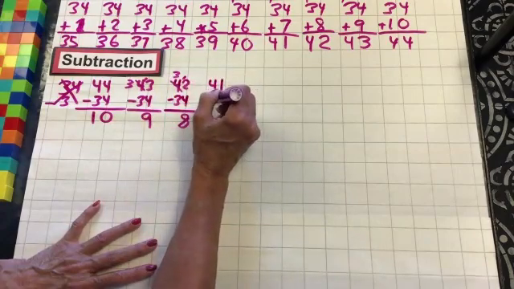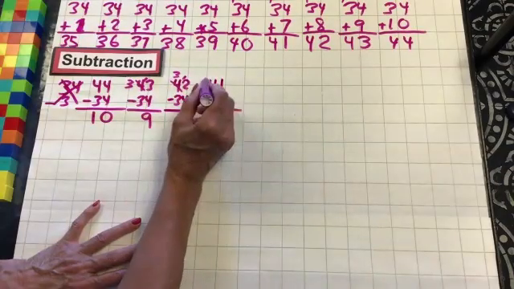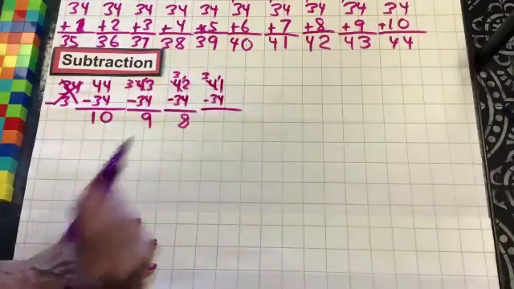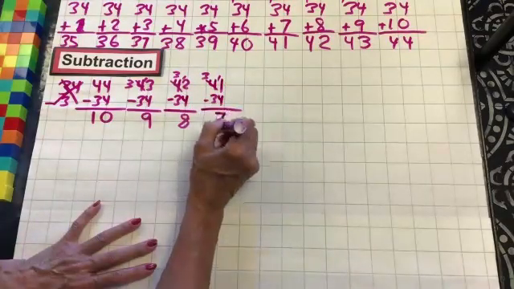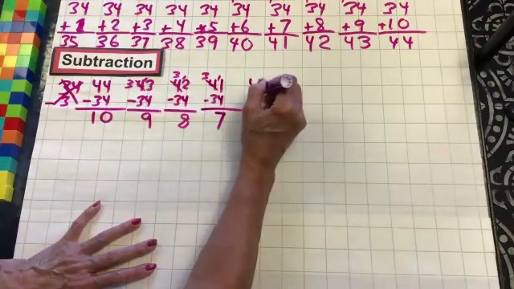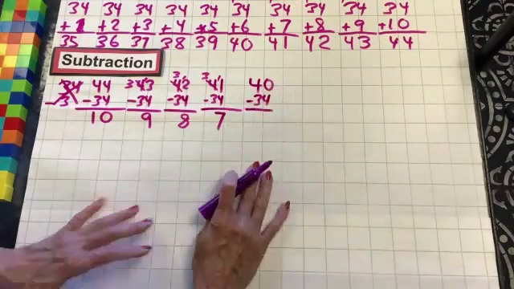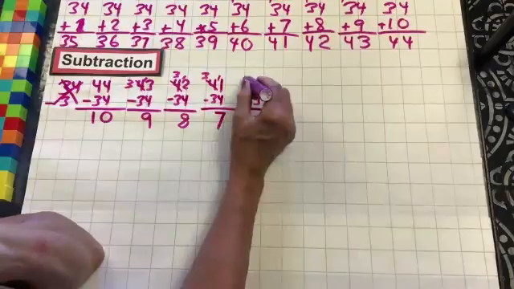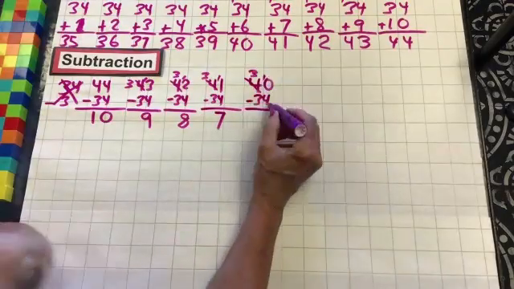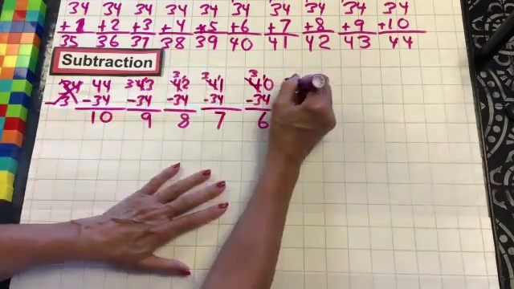41 minus 34. Again, we can't take 4 from 1. We borrow from the 4, leaving 3 and making that 11. 11 minus 4 is 7. And 3 minus 3 is nothing. Let's do 40 minus 34. We can't take 4 from 0, so we borrow from the 4, leaving 3, making that 10. 10 minus 4 is 6. 3 minus 3 is nothing.